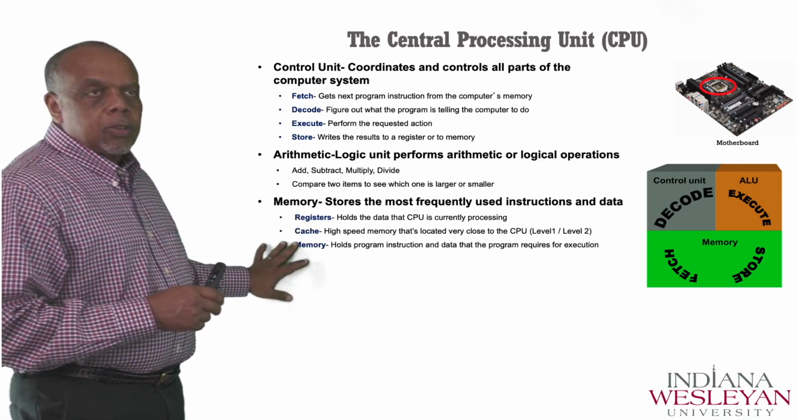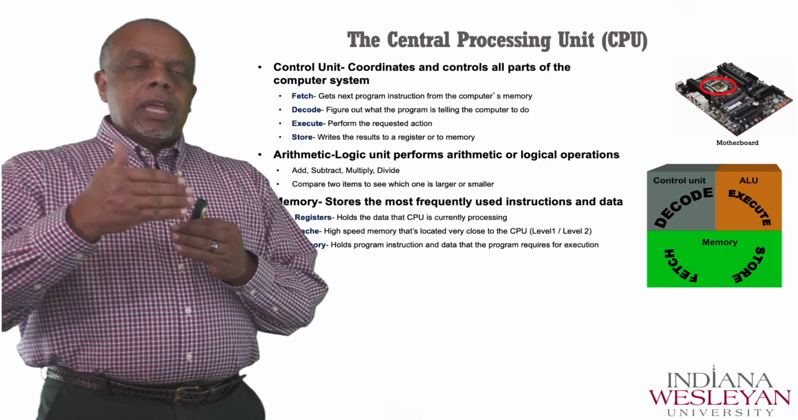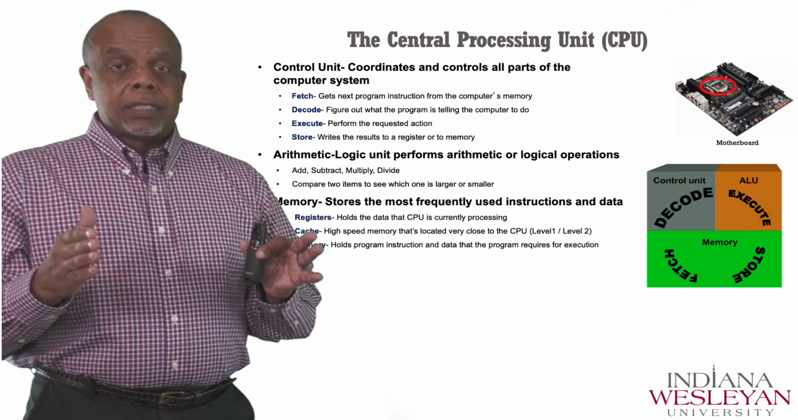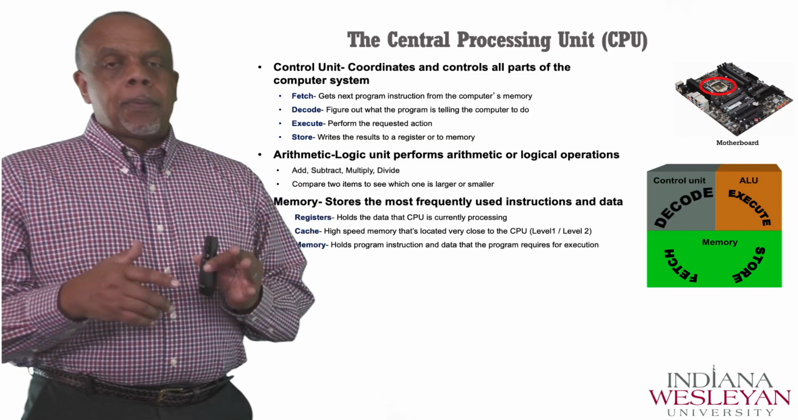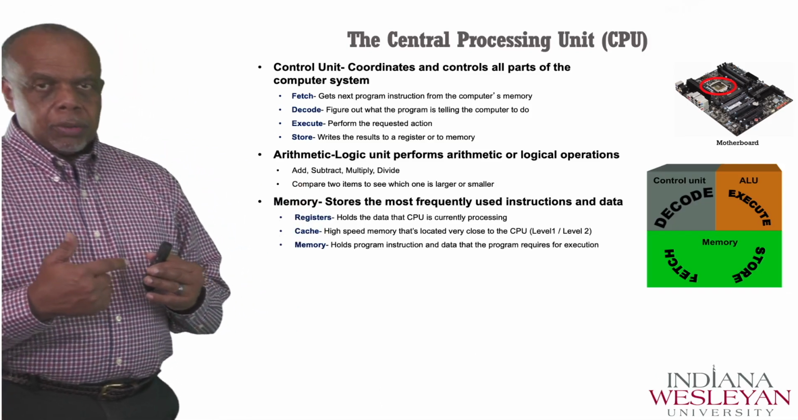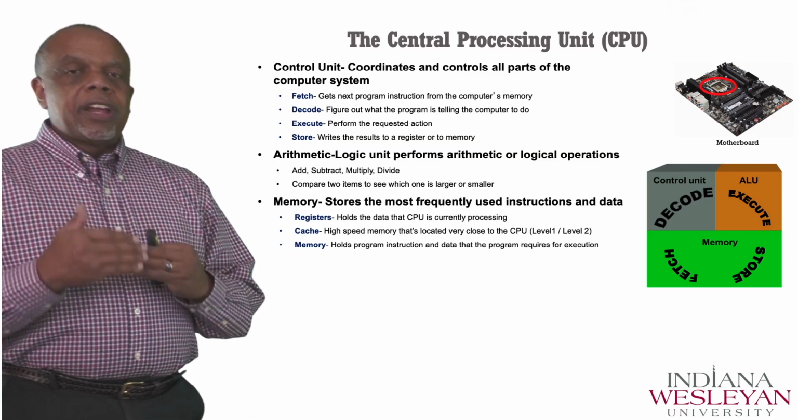Now, we also have cache. Cache memory is memory that's many times not sitting on the CPU, but it's very close and it's very fast, because that CPU is operating really, really fast, in the gigahertz range, 3.2 gigahertz. So it is very fast.